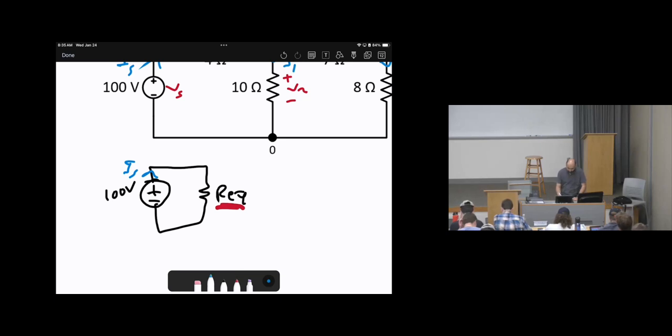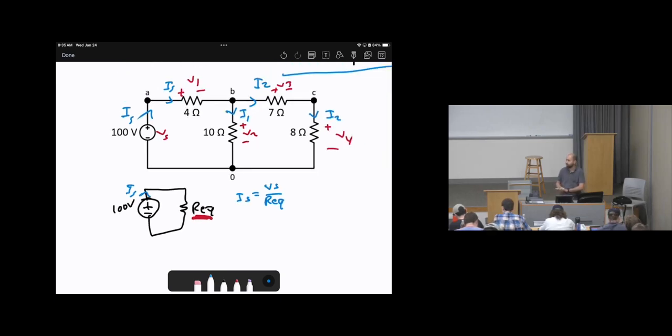So we will say that I source equals V source over R equivalent. We need to know R equivalent first. Then if we know R equivalent, we can know I source, then we can do the circuit, then the problem will be solved. Case closed.